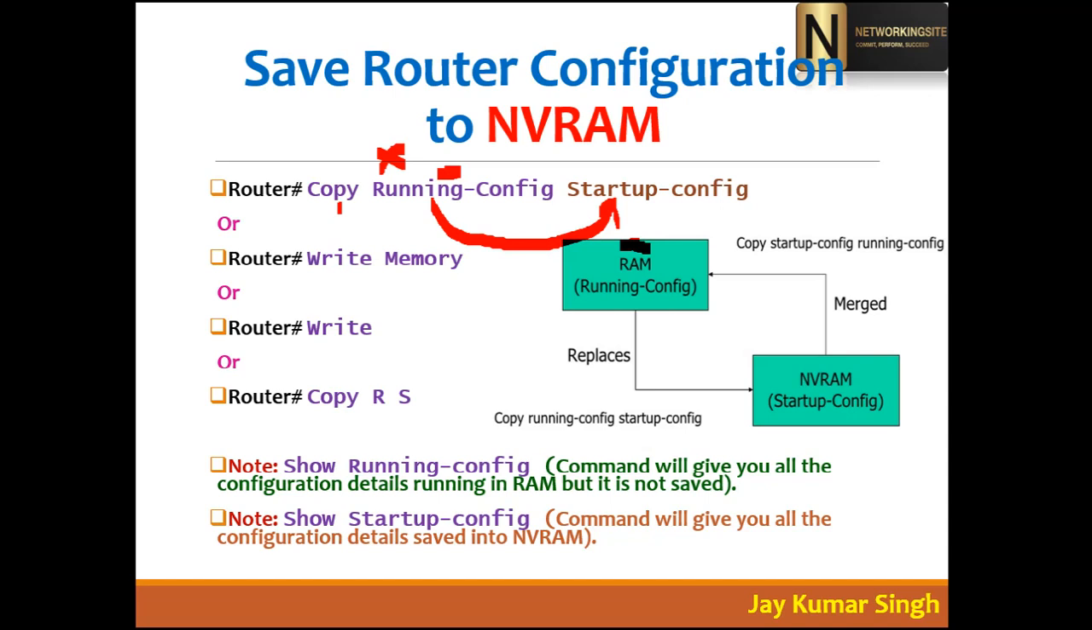Or you can use write memory, which we have already seen, or you can use write, or the shortcut copy r s, where r means running config and s means startup config. The running config command will show you whatever is in the RAM, and the startup config will show you whatever is saved in the NVRAM.